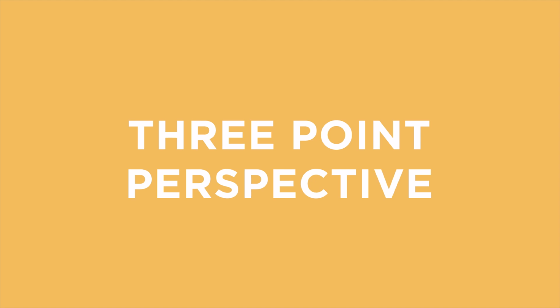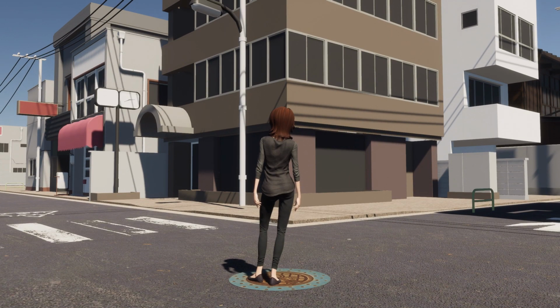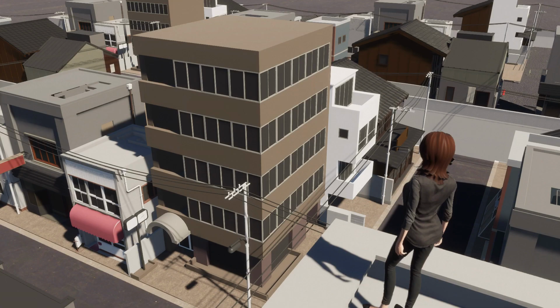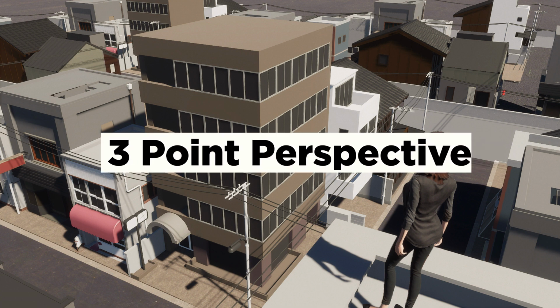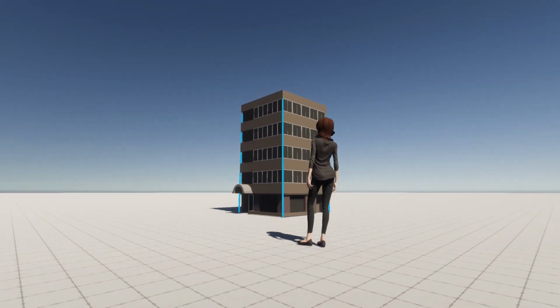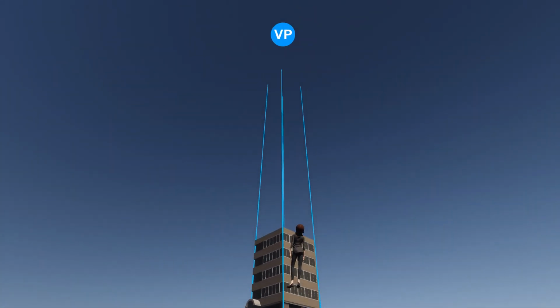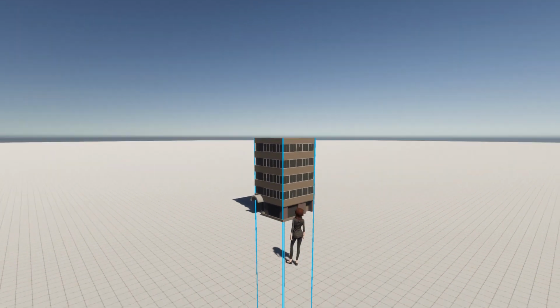3-point perspective. We can also look at perspective lines from above or below. This brings us to 3-point perspective. In this case, the third vanishing point is very high up in the sky or very deep inside the earth.